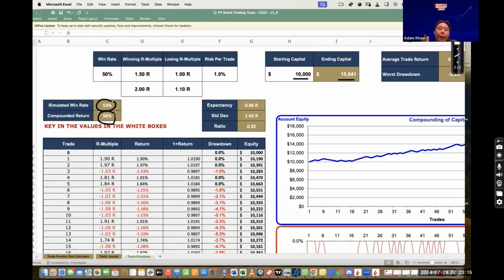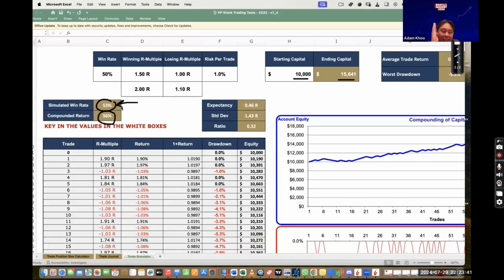How many of you don't mind getting a 56% return in a year, even at a 53% win rate? How many of you don't mind? Okay, pretty good deal, right? But how many of you agree in life that there's no free lunch? There's no free lunch in this world. If it was so simple, everyone would do it, right? So why is this not simple?